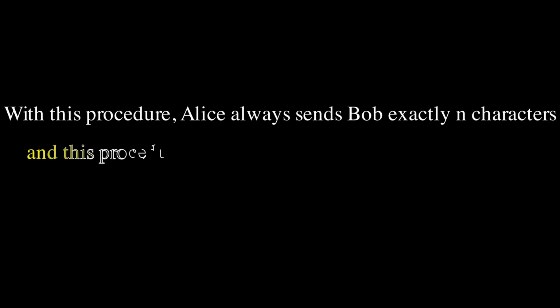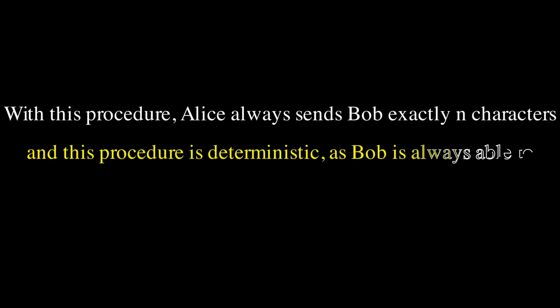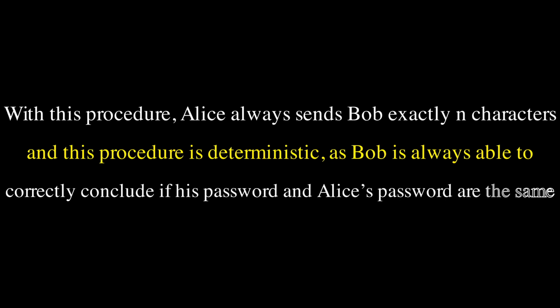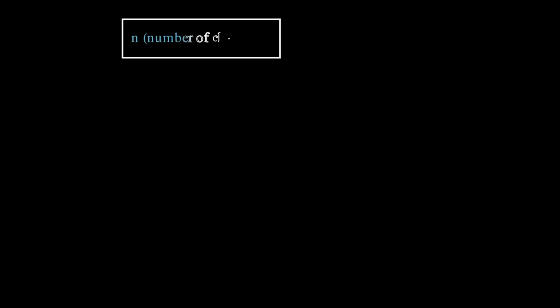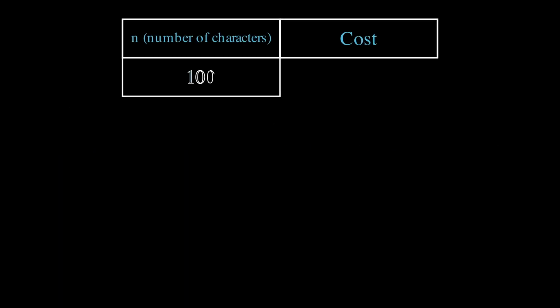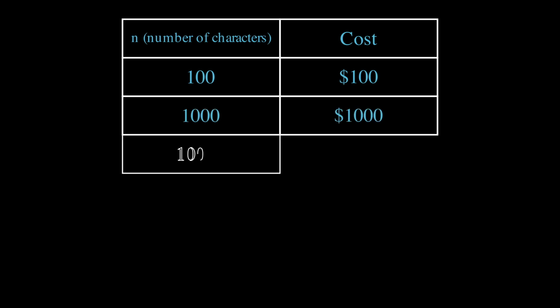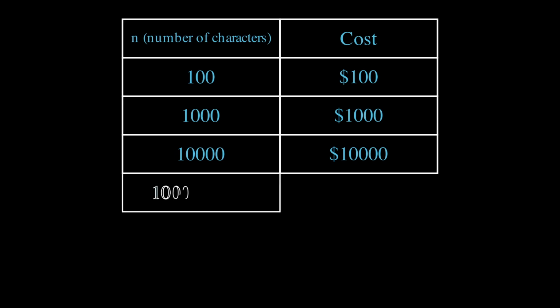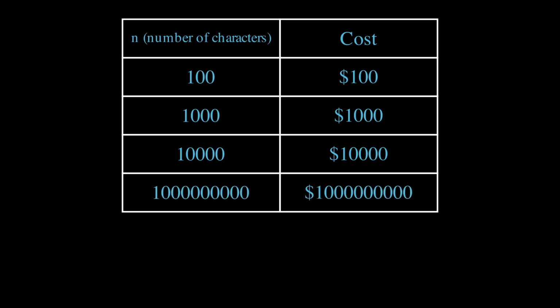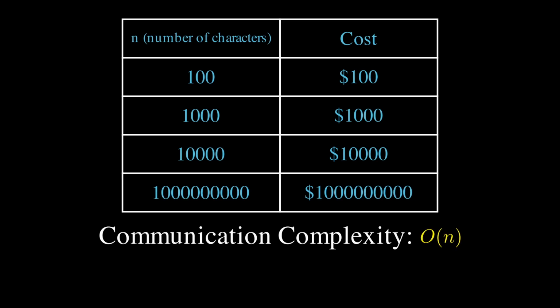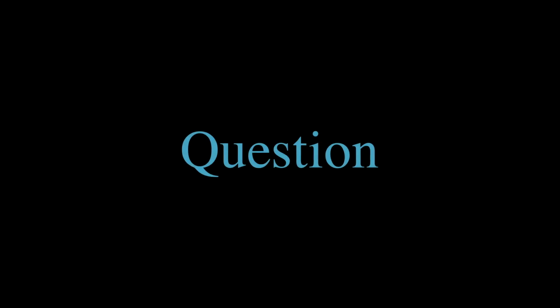With this procedure, Alice always sends Bob exactly n characters, and this procedure is deterministic, as Bob is always able to correctly conclude if his password and Alice's password are the same or different. This is great, but with very large values of n, this procedure could be very expensive for Alice and Bob. For example, for a password that has n equals 100 characters, Alice and Bob would be charged $100. We say that this procedure has linear communication complexity, O of n.